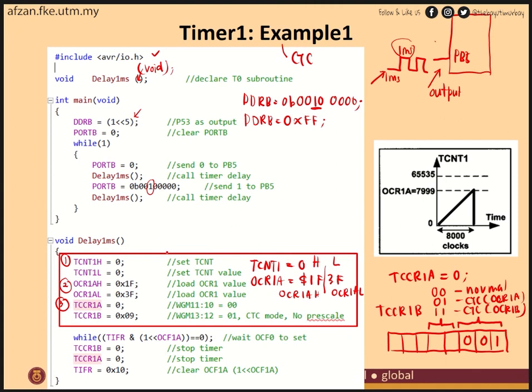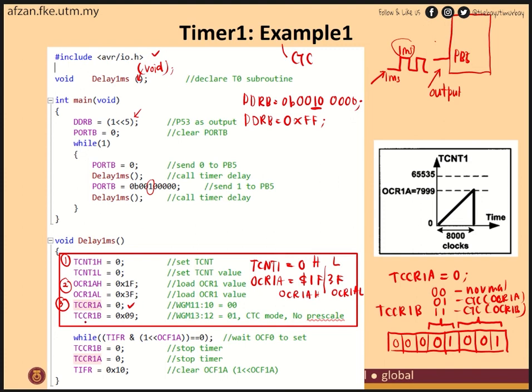So in this case, since the value that we put is inside our OCR1A, we need to select the CTC mode by using the OCR1A. So you just put 0, 1. What about the rest? Just put 0, 0. So that's why TCCR1A equal to 0. Always put your WGM11 and WGM10 with 0. By default, you just put TCCR1A with 0. Don't bother with any other number.